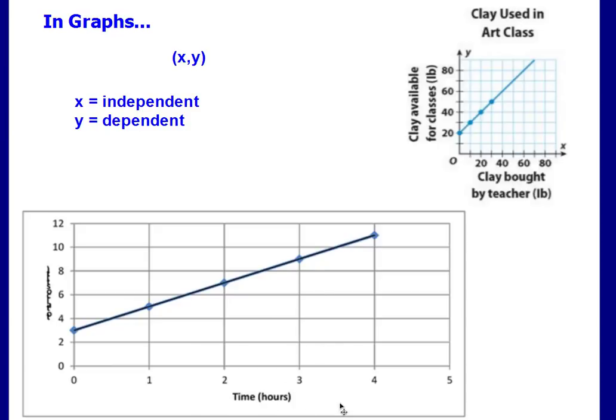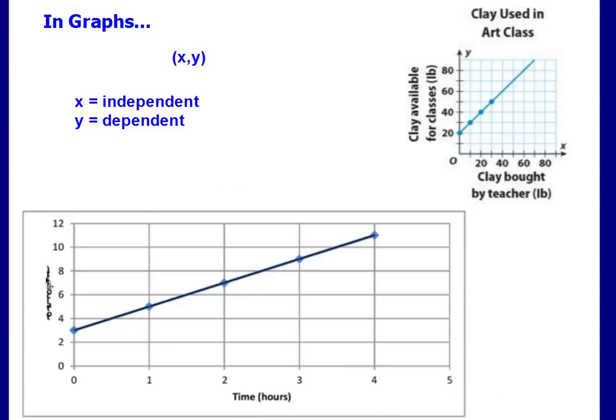Look at the second graph. We have time in hours on our x-axis, the horizontal axis, and this is actually supposed to be total cost on the y-axis. Okay, so again, we know that the time is going to be the independent because it's on the x-axis, and that the dependent is going to be the total cost. But if you think about it, you can't know the total cost unless you know the total number of hours spent.